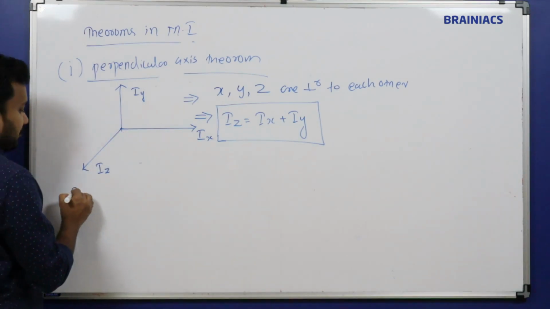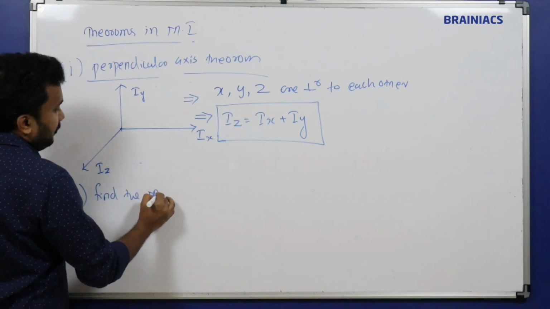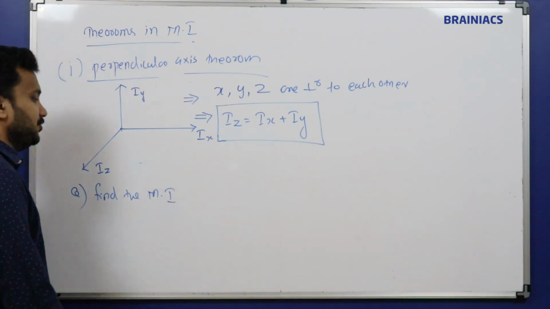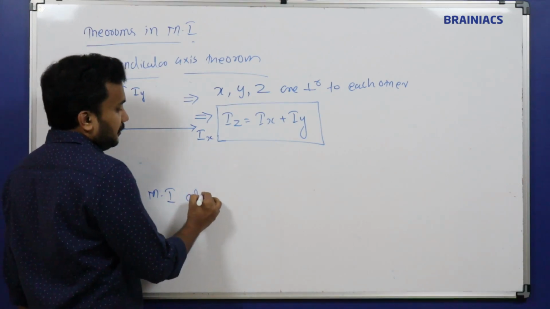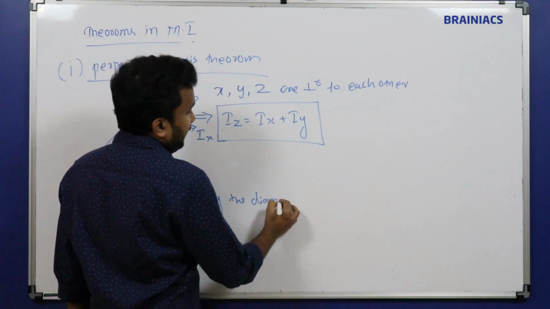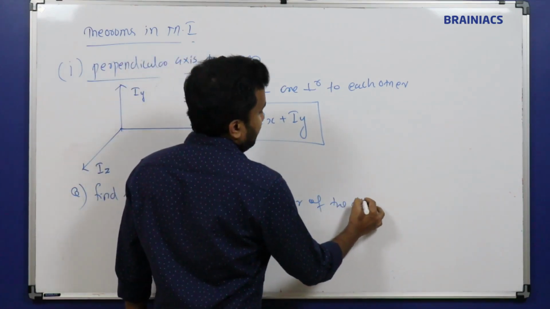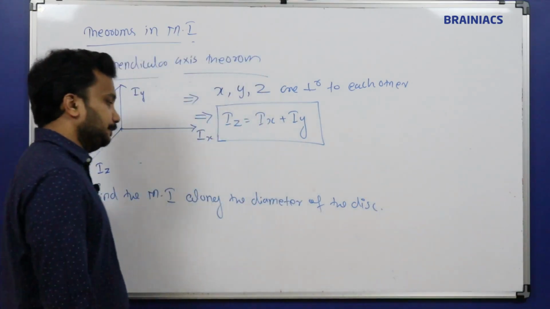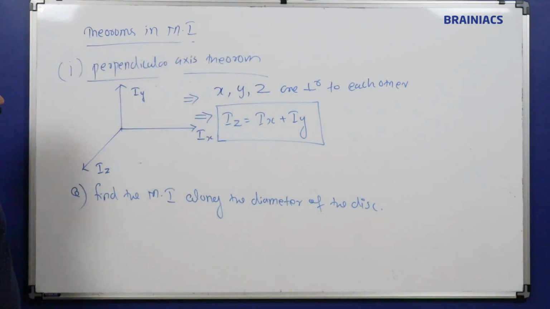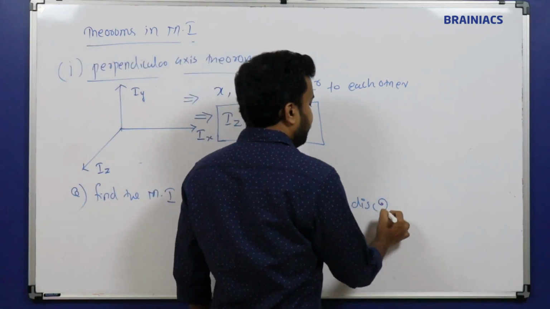So let's do some questions. Write down the question: find the moment of inertia along the diameter of a disk. The same question may be asked for a ring also. So find the moment of inertia along the diameter of a disk.